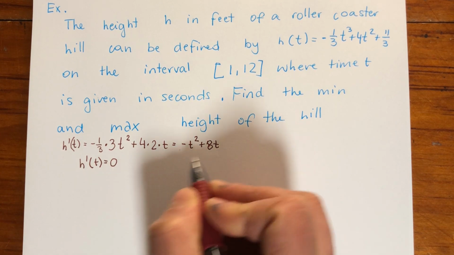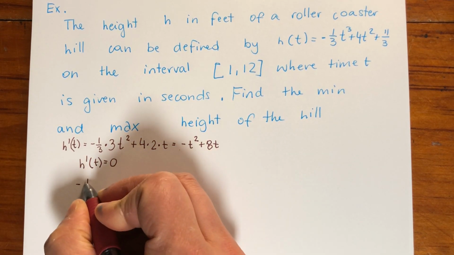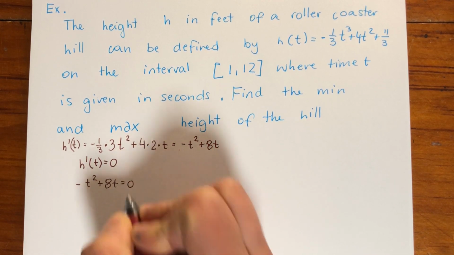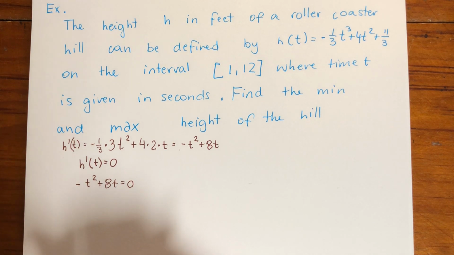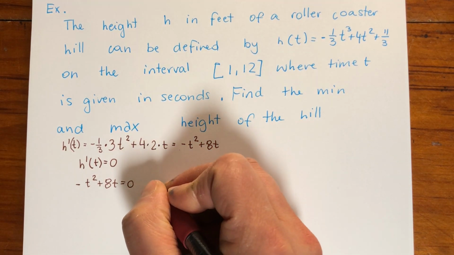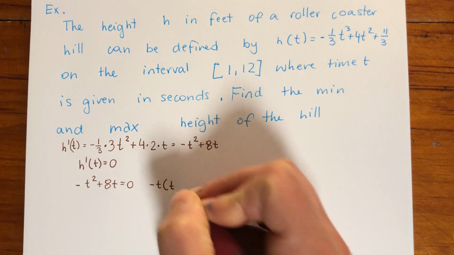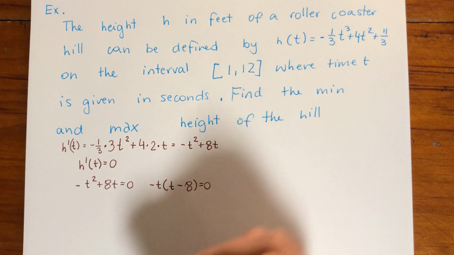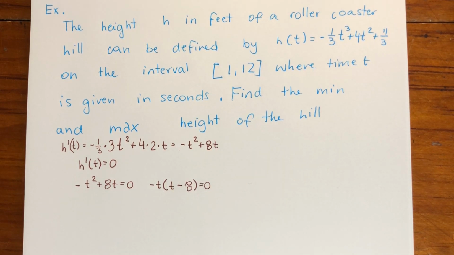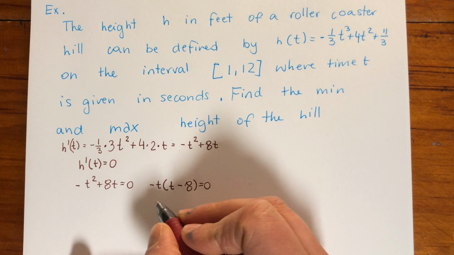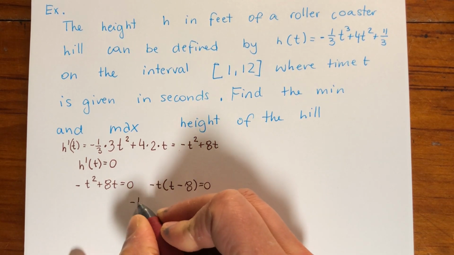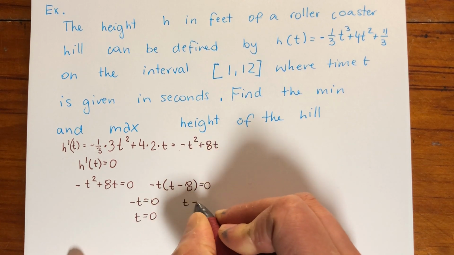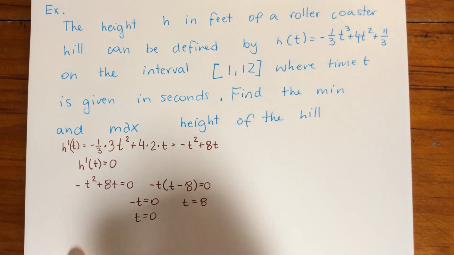Now let's see what happens. So this is my derivative. I'm going to take negative t squared plus 8t, and I'm going to make it equal to 0. This works out really nicely because I am able to factor out negative t. Then I am going to have t minus 8 equal to 0. It is a nice quadratic equation. And if I use the zero product property, negative t is equal to 0, so t is going to be equal to 0, and t is going to be equal to 8.